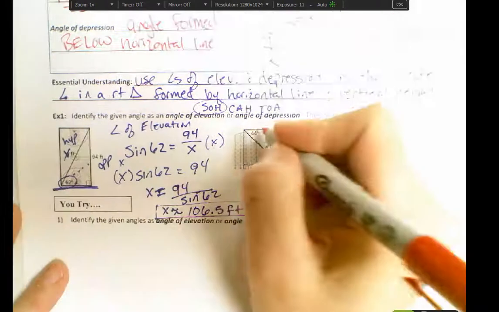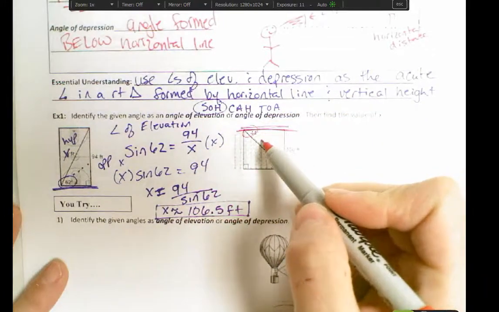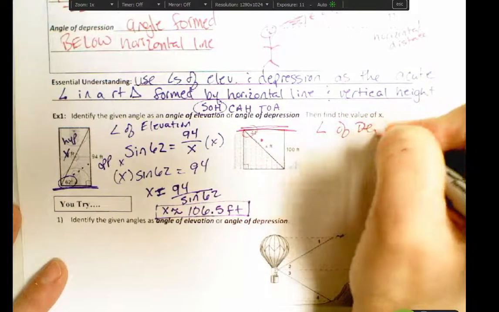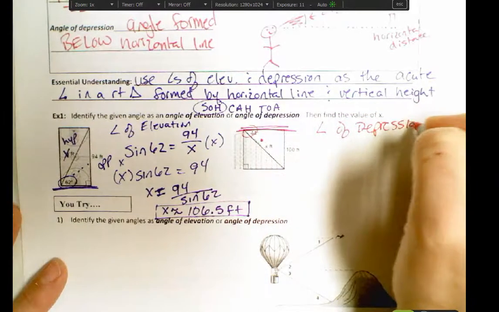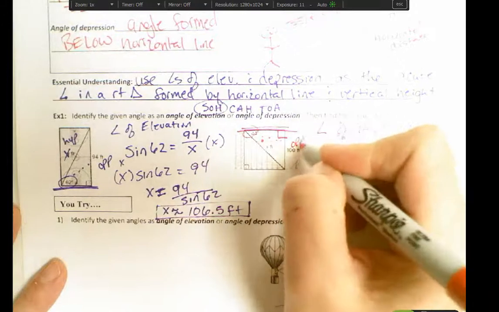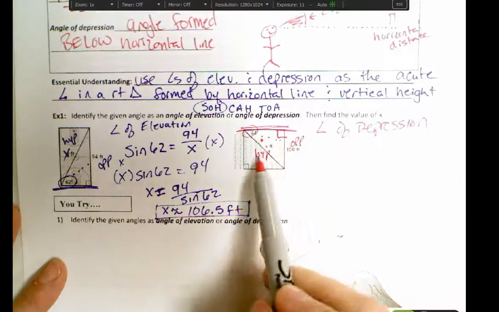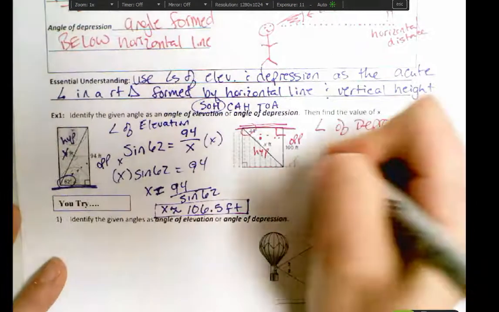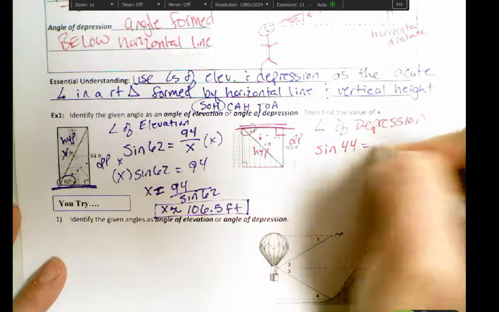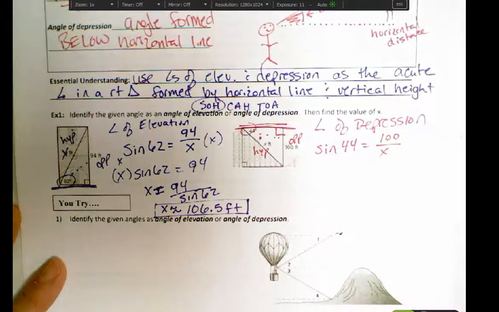We have a reference angle of 44. This is the horizontal piece. The angle is below the horizontal, so this is an angle of depression. I have a right angle here, so this is opposite, and x again is the hypotenuse. I have an opposite and a hypotenuse, O and an H. Again, this is a sine problem. Sine of 44 is equal to the opposite, which is 100, over the hypotenuse, which is x.